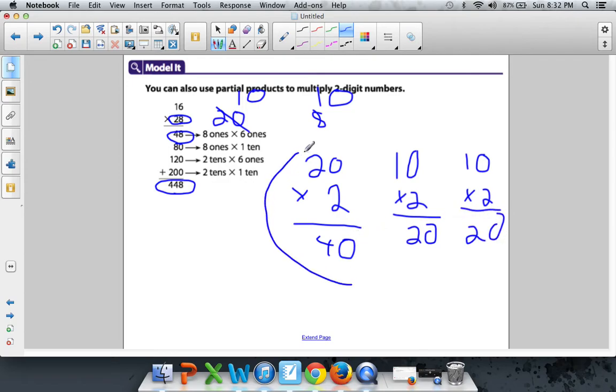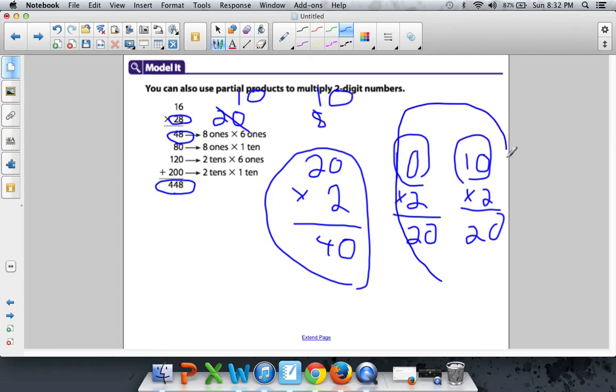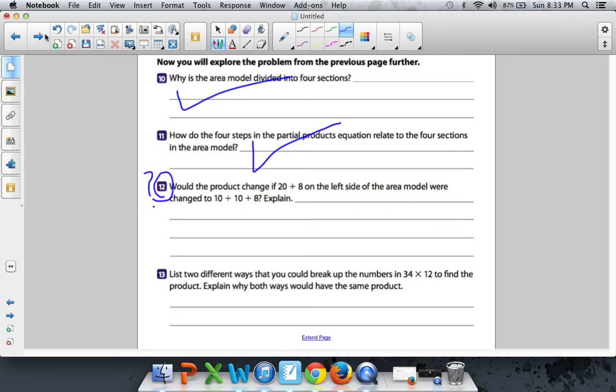You see that we have 20 times 2 equals 40. And you see what happens when we take the 20 and split it into two 10s. However, are these two big circles still the same thing? They are, because when you add the 20 and the 20 together, you still get 40. So they're saying if you split stuff up like that and you multiply and add it up at the end, will it still be the same? And the answer is yes.